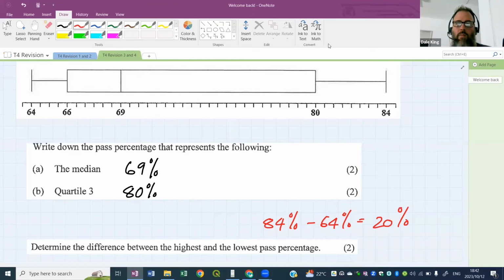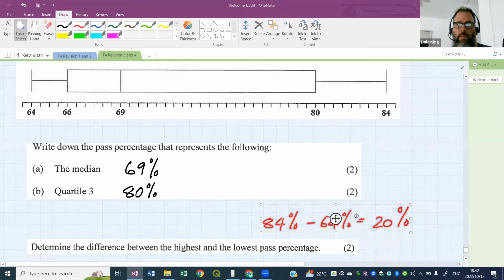What is another name for this calculation? You guys have got the answers right. Well done. Good job. It's the range. So they could have asked the question, calculate the range of the marks. And you do the exact same calculation. Good job. Well done. All right.